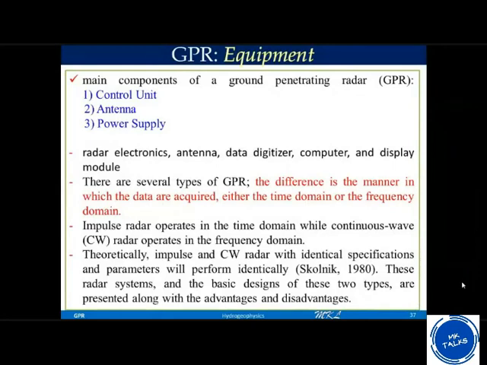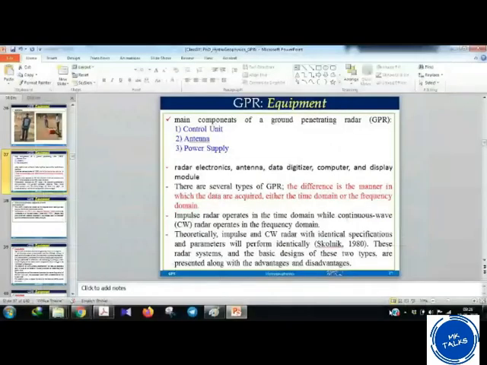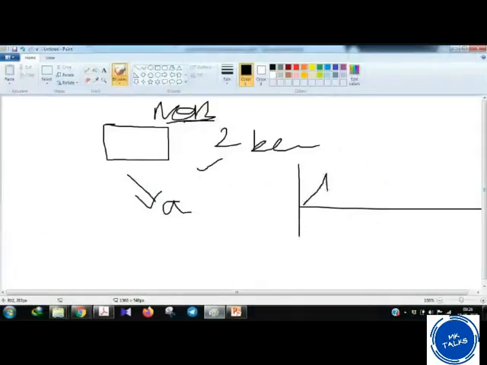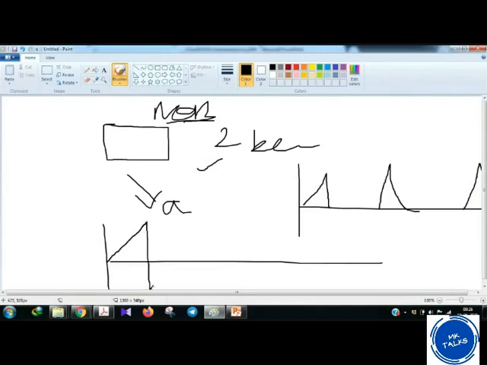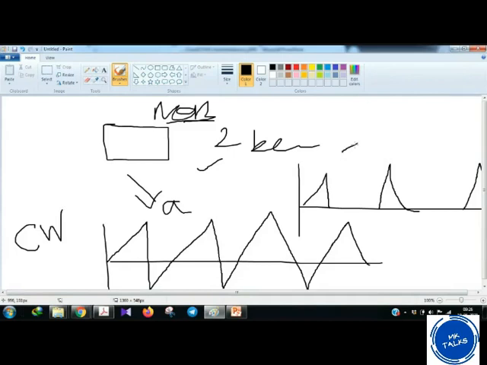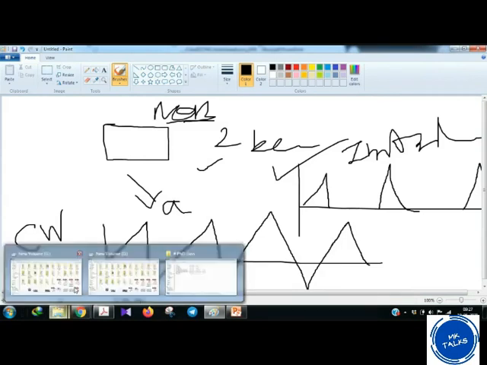So one thing you can do, you can use the impulse, or a train of impulses, or you can use a signal like this. It's a continuous type. Okay. So this is the continuous type, CW, and this is the impulse type. We generally use the impulse type. We generally prefer the impulse type, and I will discuss why we generally use the impulse type, what the advantages and disadvantages of the impulse type are, and what the advantages of the continuous wave type are.